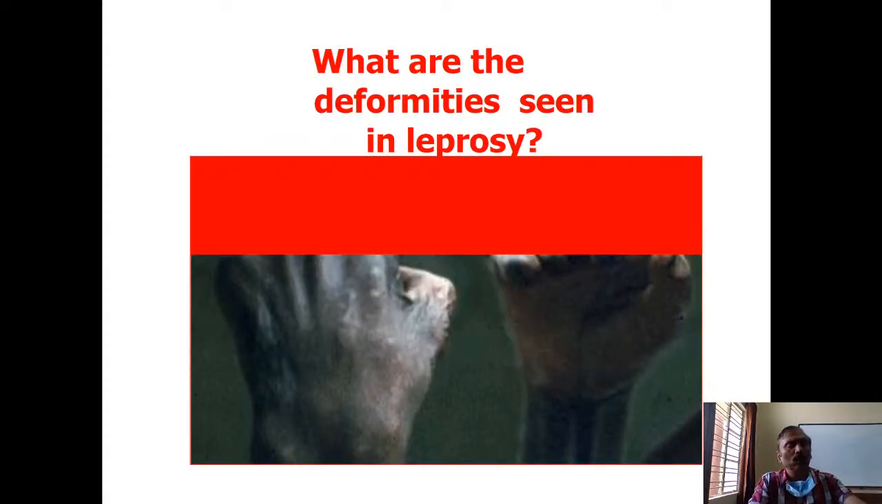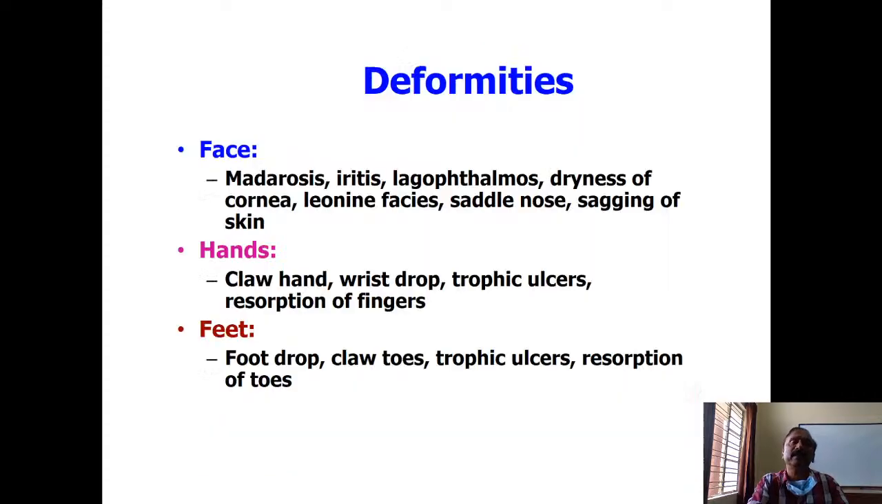Now, what are the deformities in leprosy? Deformities which you see in leprosy are very important, because the moment you have deformities in leprosy, you know that the patient has not been treated for long, or has defaulted in treatment. For a leprosy deformity to occur, it takes years. That means for years the patient has been neglected. So what are the deformities which you see?